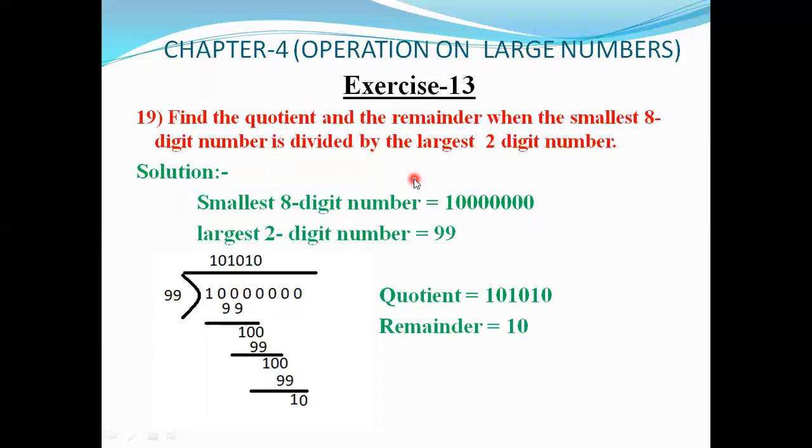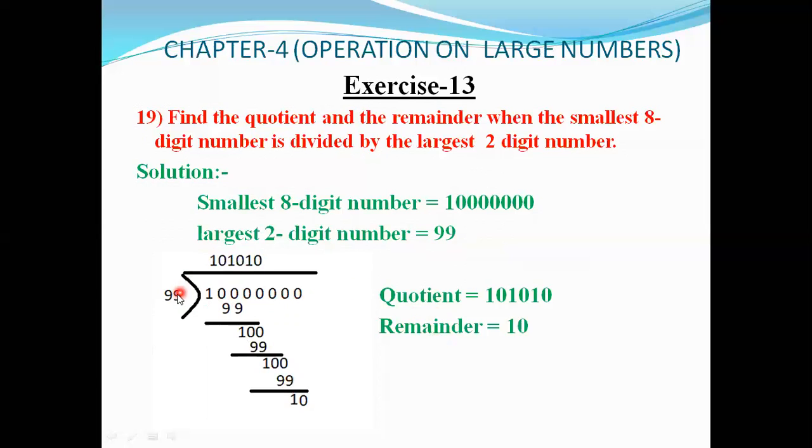If we want the smallest 6-digit number, then write 1 first and put 5 zeros after 1. In this way, we can find the smallest 6-digit number. But here it is the smallest 8-digit number, which is divided by 99. What is 99? It is the largest 2-digit number. When you divide this smallest 8-digit number by 99, we get 101010. That means 1,01,010 is the quotient and the remainder is 10.